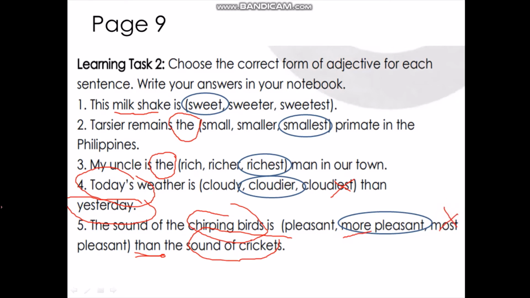Okay? So again, for number 1, sweet. Number 2, smallest. Number 3, richest. Number 4, cloudier. Number 5, more pleasant. If you got 5 correctly, good job.